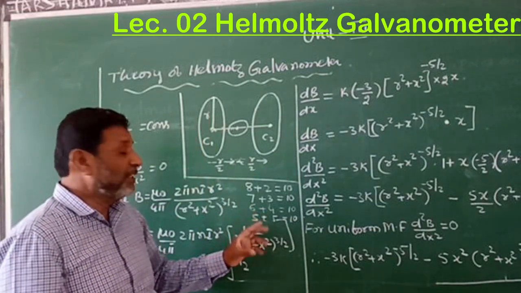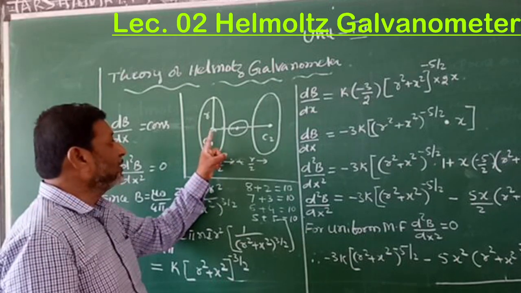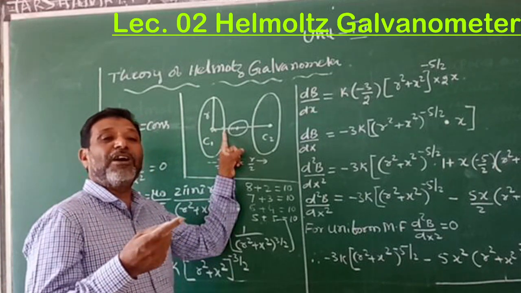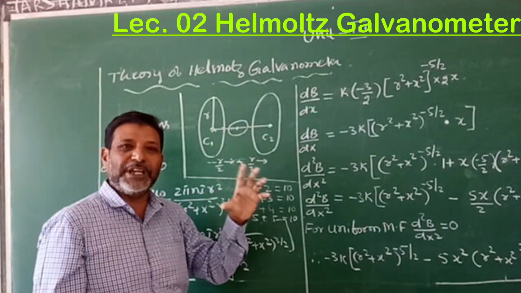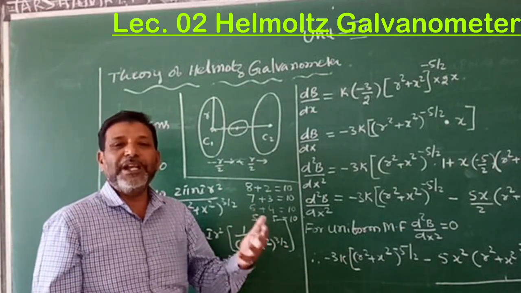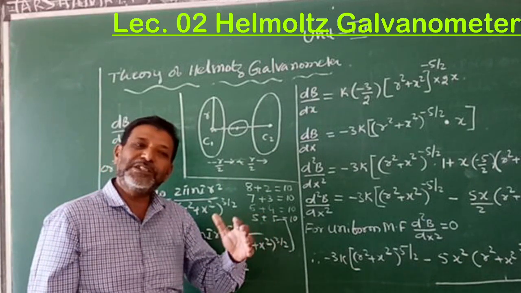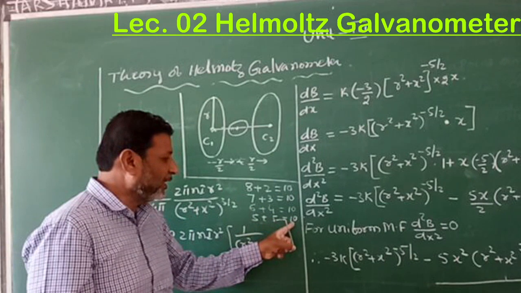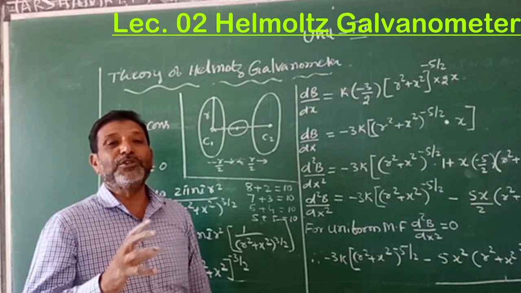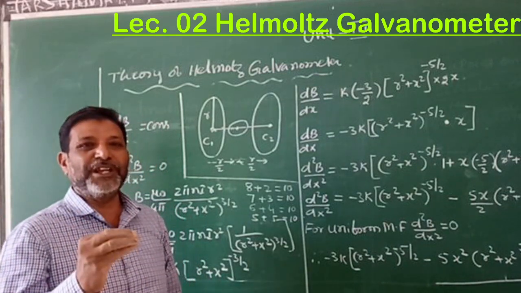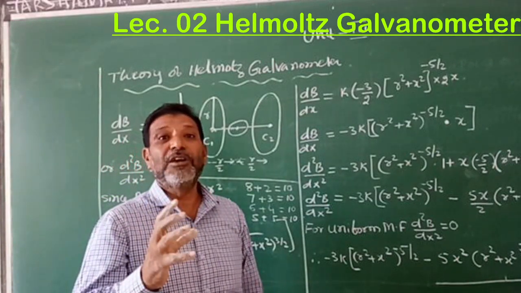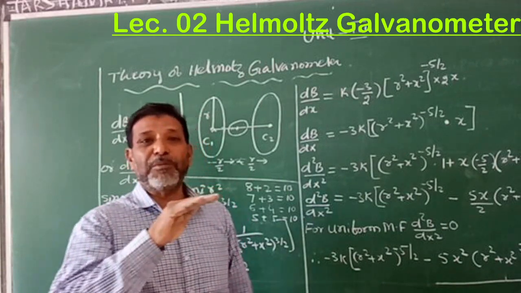Once again, I repeat the sentence here. The rate of decrease of the magnetic field due to C1 is equal to the rate of increase of the magnetic field due to C2. Both are the same. Generally, the magnetic field will remain constant. That rate of increase or decrease, generally we use the phrase rate of change of magnetic field, should remain the same, that is, remain constant. This is the condition for the uniform magnetic field.